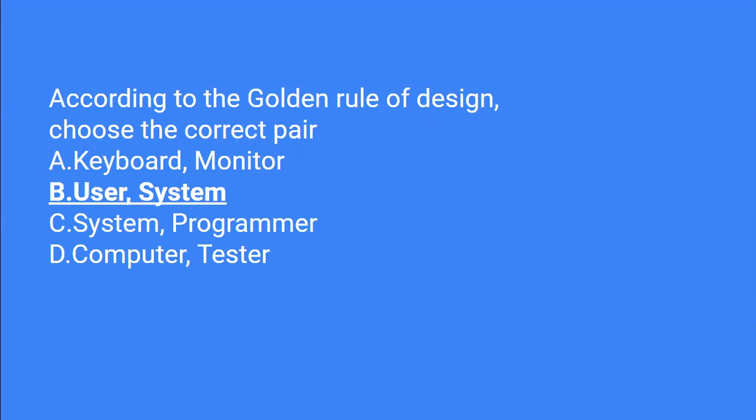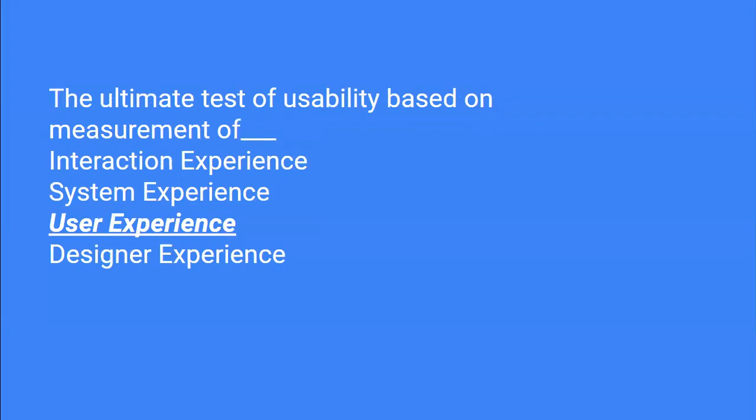According to the golden rule of design, choose the correct path. The options are keyboard monitor, user system, system programmer, computer tester. The answer is user system.